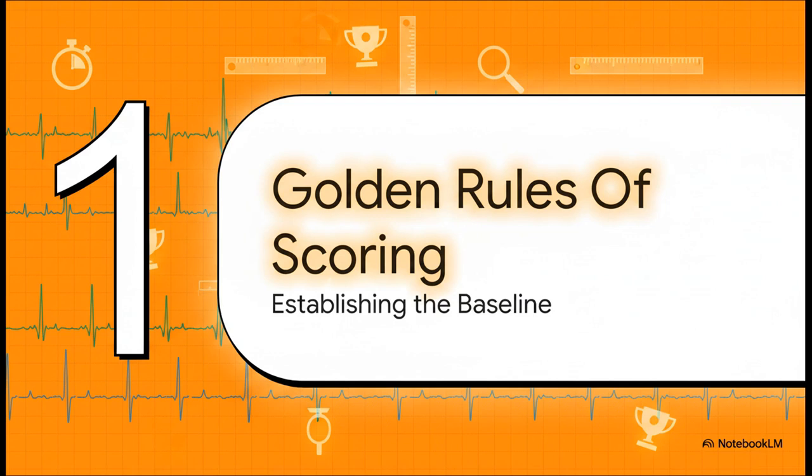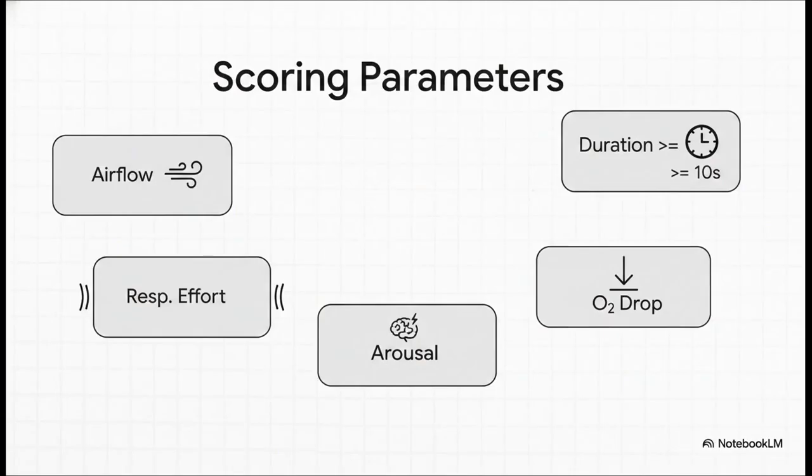Okay, let's jump right into section 1, the golden rules of scoring. We've got to establish our baseline first. Because before we can figure out what's going wrong, we actually have to know what data we're looking at on the screen, right? There are 5 essential parameters we track on a polysomnography, or PSG chart. First up, we're looking at airflow to see if breath is actually moving in and out. Then we track duration. And hey, this is a massive rule to remember. For adult scoring, an apnea event has to last a minimum of 10 seconds, no exceptions. We're also tracking respiratory effort, oxygen desaturation, and arousals, which are basically just those tiny, brief awakenings in the brain.